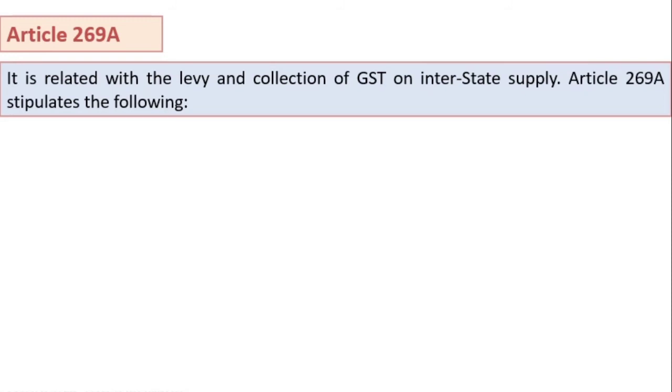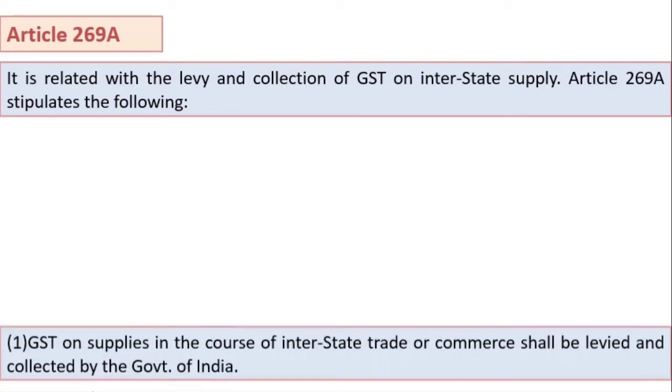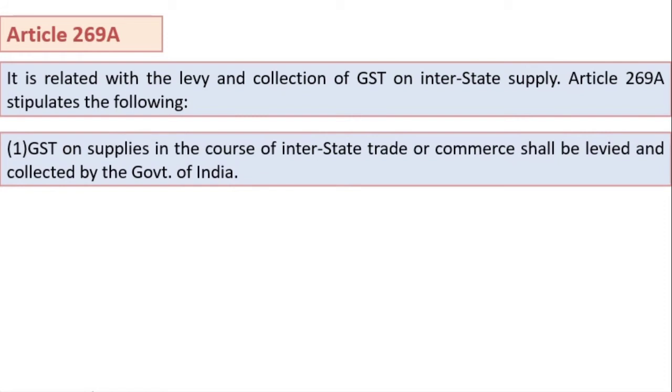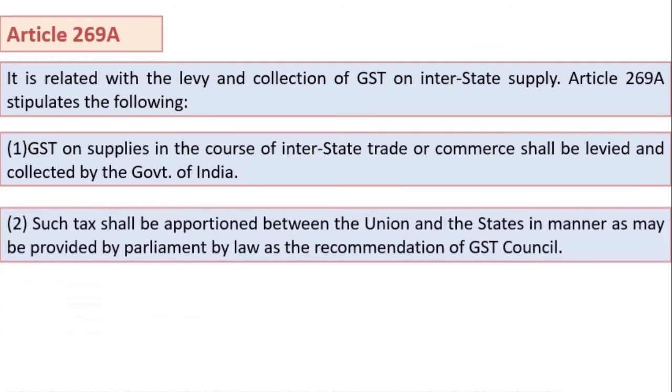Article 269A, it is related with the levy and collection of GST on interstate supply. Article 269A stipulates the following. Normally what does this Article 269A say? 1. GST on supply in the course of interstate trade or commerce shall be levied or collected by the government of India. यानी जब भी इंटरस्टेट मूवमेंट होगा तो कलेक्ट कौन करेगा? गवर्नमेंट ऑफ इंडिया. देन सच टैक्स shall be apportioned between union and state in a manner as may be provided by the parliament by law as per the recommendation of GST council.